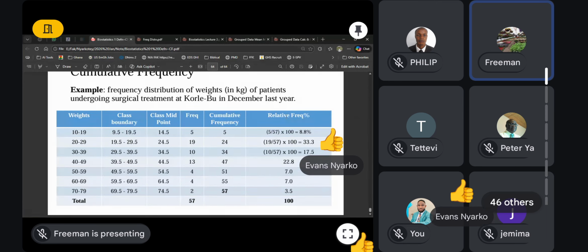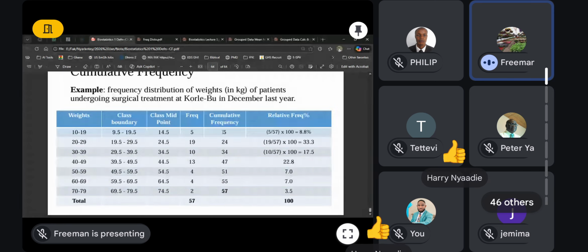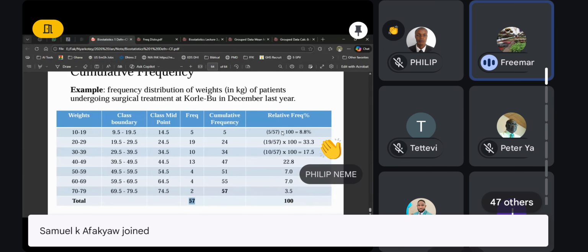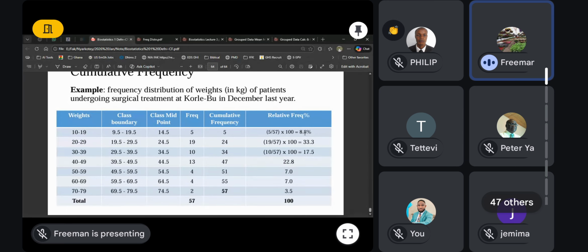Now, relative frequency. So you take the frequency and divide by the total frequency. So that's 5 over 57. And you multiply by 100, and that gives you 8.8%. You do for 19 over 57 times 100, 33.33. You do for all of them, you get the same answer.